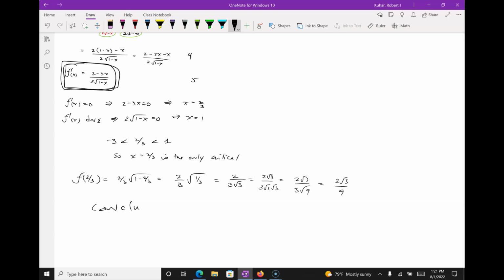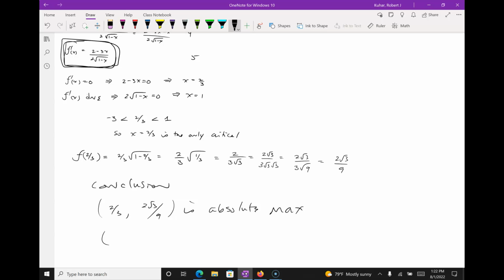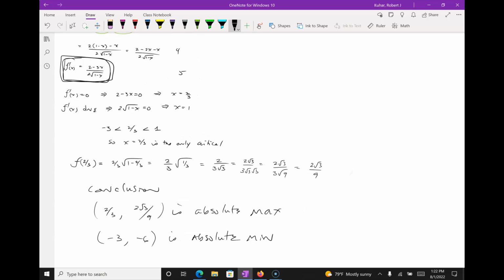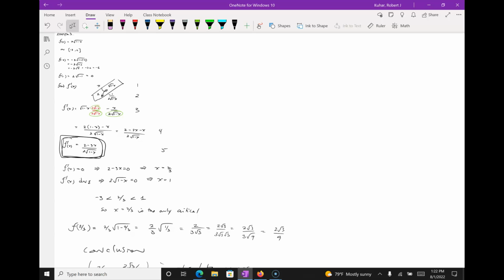Conclusion. 2/3, comma, 2 square roots of 3 over 9 is the absolute max. And -3, comma, -6 is the absolute min. Easy, right?